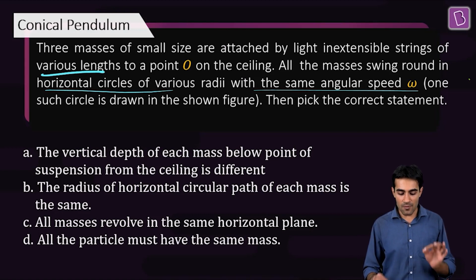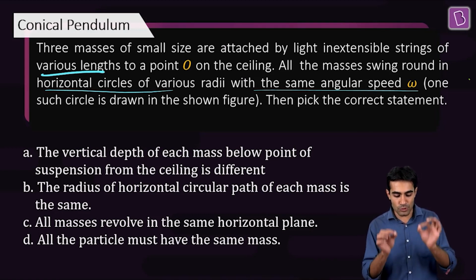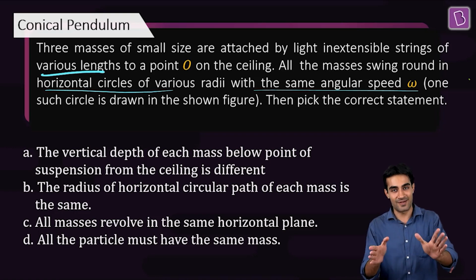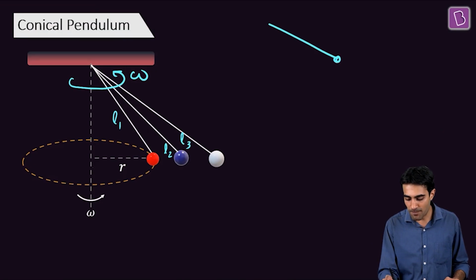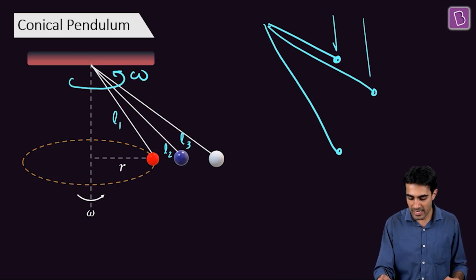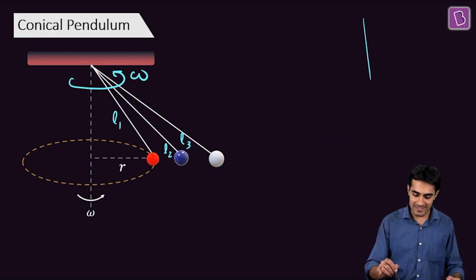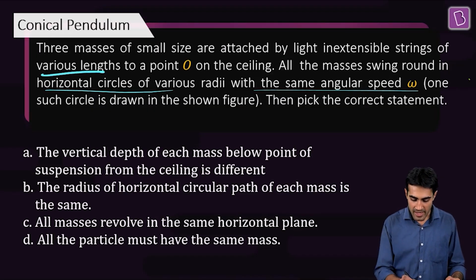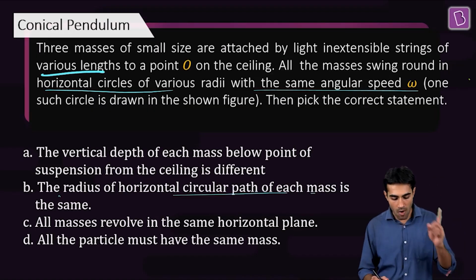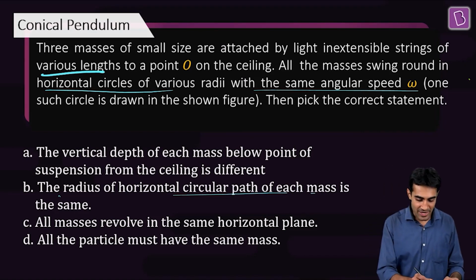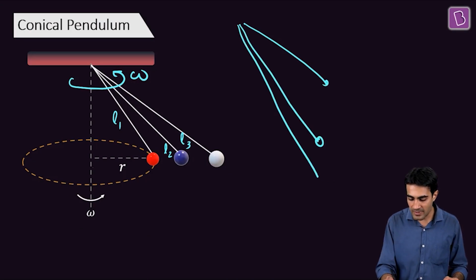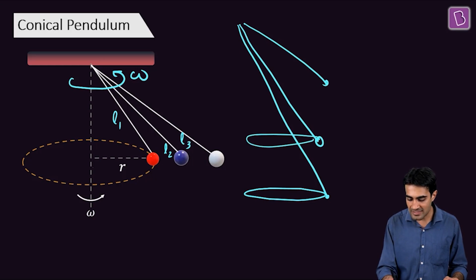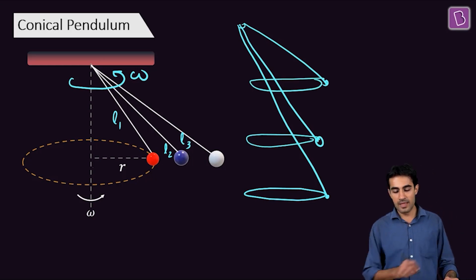Statement A says the vertical depth of each mass below the point of suspension from the ceiling is different. So according to option A, these depths below the point of suspension are different. So we have different depths, H1, H2, H3. This is what option A says. Option B says that radius of horizontal circular path of each mass is same. It is saying that whatever be the length of the string, the radius of their circular path R is actually same. So this is option B.